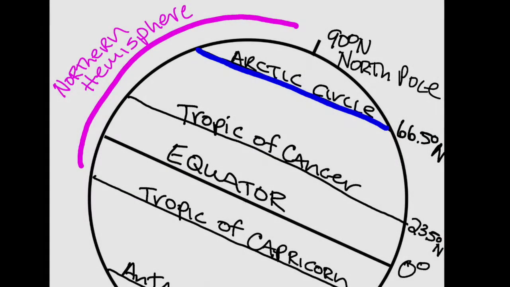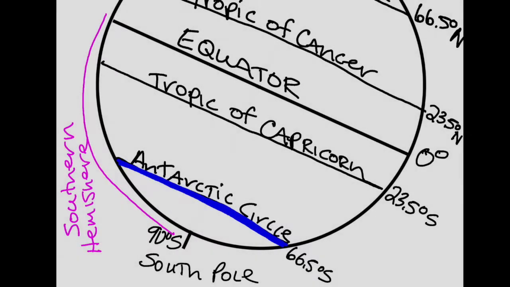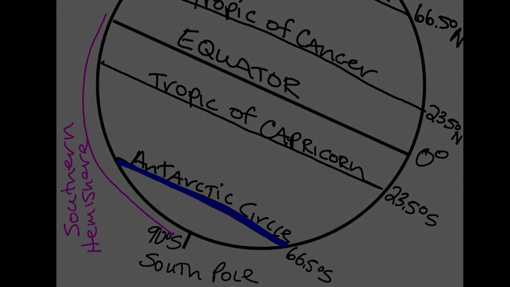We can describe the Arctic Circle as the southernmost point in the northern hemisphere to ever get 24 hours of complete daylight or darkness. We can describe the Antarctic Circle as the northernmost point in the southern hemisphere to ever get 24 hours of complete daylight or darkness.